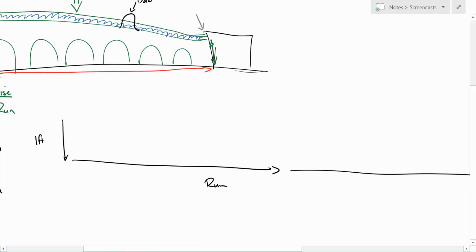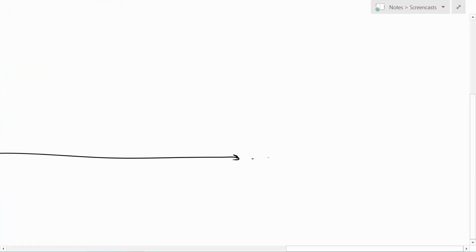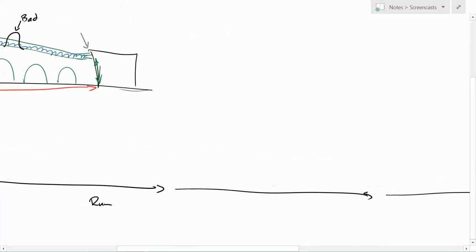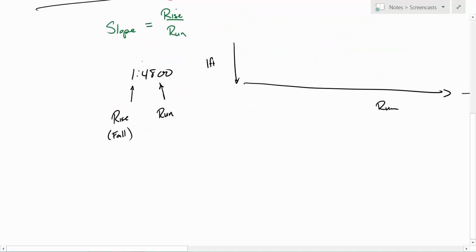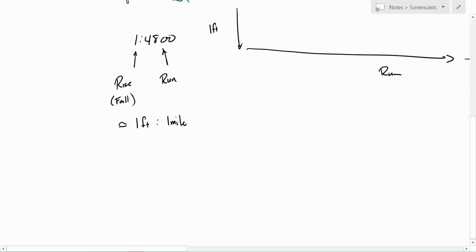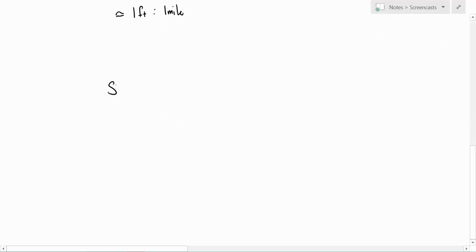And so this is not terribly practical for us to do out in the courtyard. So instead of going with a ratio of 1 to 4,800, which, to put this in perspective, is roughly 1 foot to 1 mile, non-ideal again, we're going to go with a slope that is going to be negative 1 over 50.